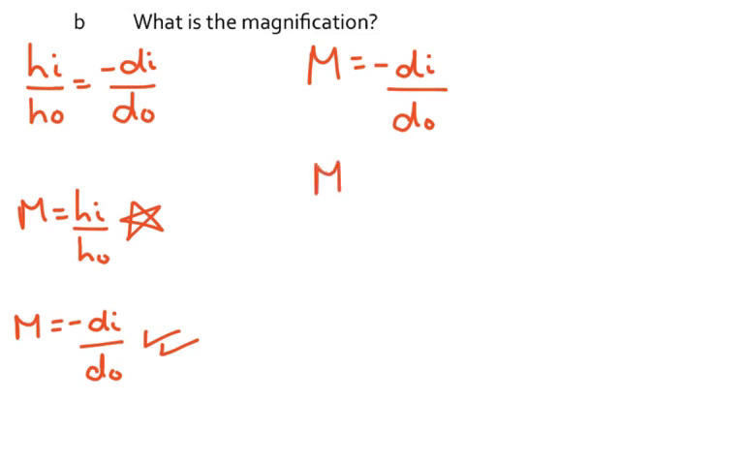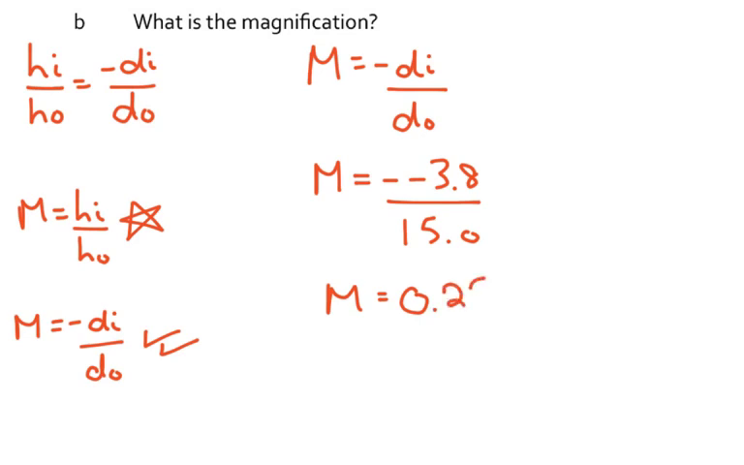DI, we just found, negative 3.8 centimeters. Now, we have a negative in the equation. We also have a negative from the number, so it's negative 3.8. If you just want to go ahead and change that to positive 3.8, that is absolutely fine. DO is 15.0. Work out the math. Remembering sig figs still, we'll have 2 sig figs. Magnification is 0.25.